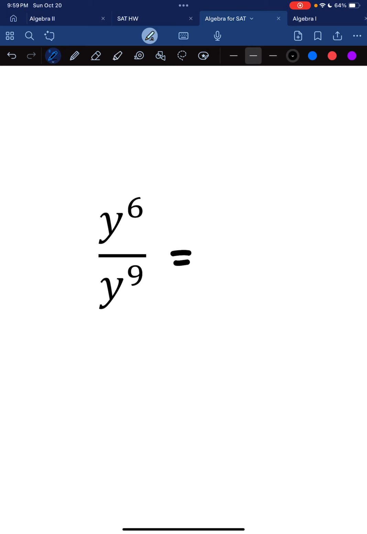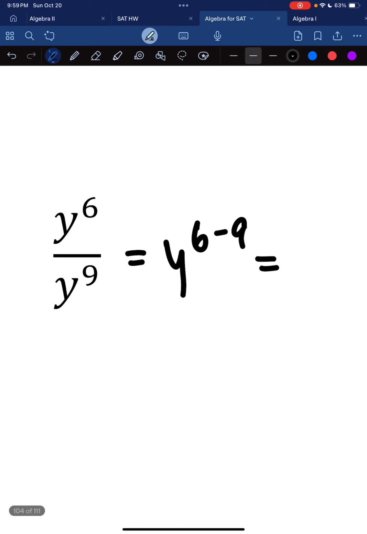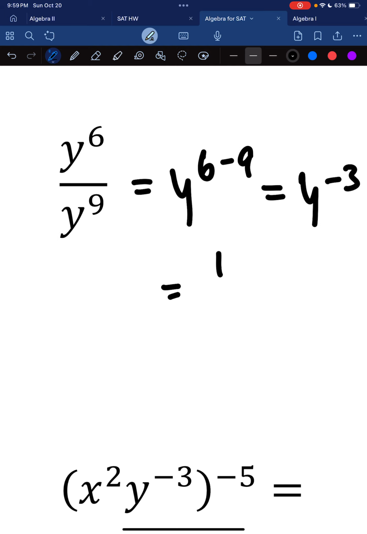Whenever you have the same base and you're dividing, you can just subtract their exponents. So this becomes y to the power of 6 minus 9, or y to the power of negative 3, which is 1 over y to the power of 3.